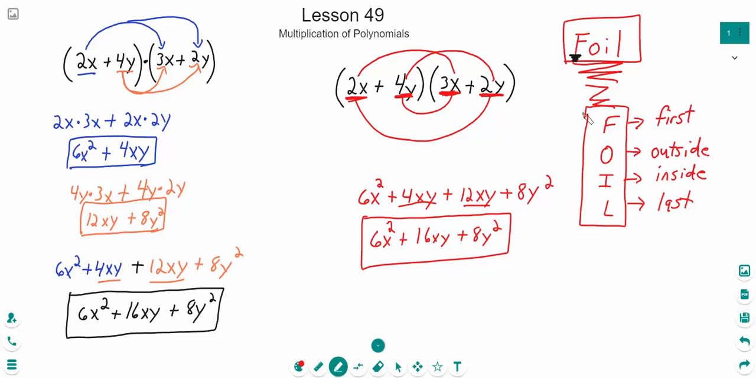Okay? That's what you need to remember so that you recall what to do first, what to do second, what to do third, and what to do fourth. So it's the first, the 2x and 3x, and then it's the outside, and then it's the inside, and then it's the last. All right, and if you do enough of these, that is going to become second nature to you.